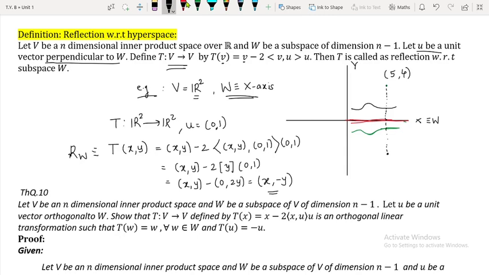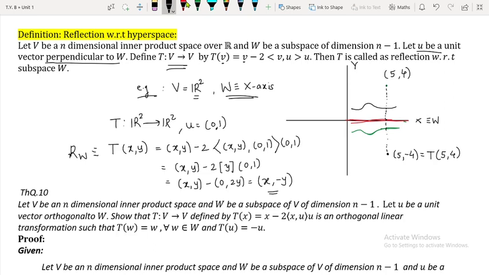So what will be my T of (5, 4)? If we calculate, T of (5, 4) will be (5, -4). This is nothing but T of (5, 4). So this (5, -4) is a reflection of which point? (5, 4) along which axis? The x-axis, that is our W.